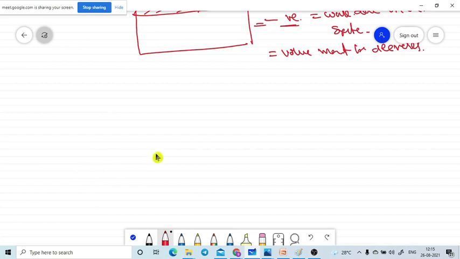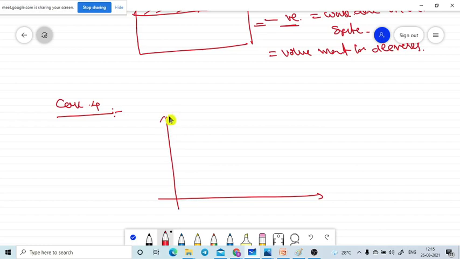Let me take the thermodynamic system like this. For your easy understanding, I am taking case 4. Let me take case 4. So the system is moving like this. Let's assume this is the pressure and this is the volume. Let's assume the system is moving like this.